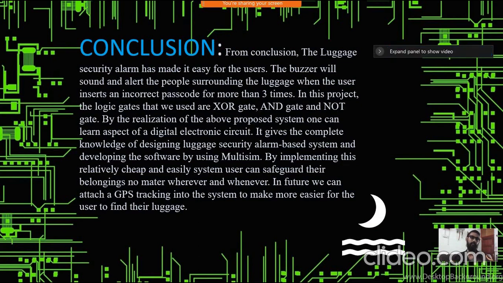Okay, this is the conclusion. The luggage security alarm has made it easy for users. The buzzer will sound and alert the people surrounding the luggage when the user inserts an incorrect passcode more than 3 times. In this project, the logic gates that we use are the XOR gate, AND gate and NOT gate. By the realization of the above proposed system, one can learn a set of digital luggage circuits. It gives complete knowledge of designing a luggage security alarm-based system and developing the software by using Multisim. By implementing this cheap and easy system, users can safeguard their belongings no matter wherever and whenever.